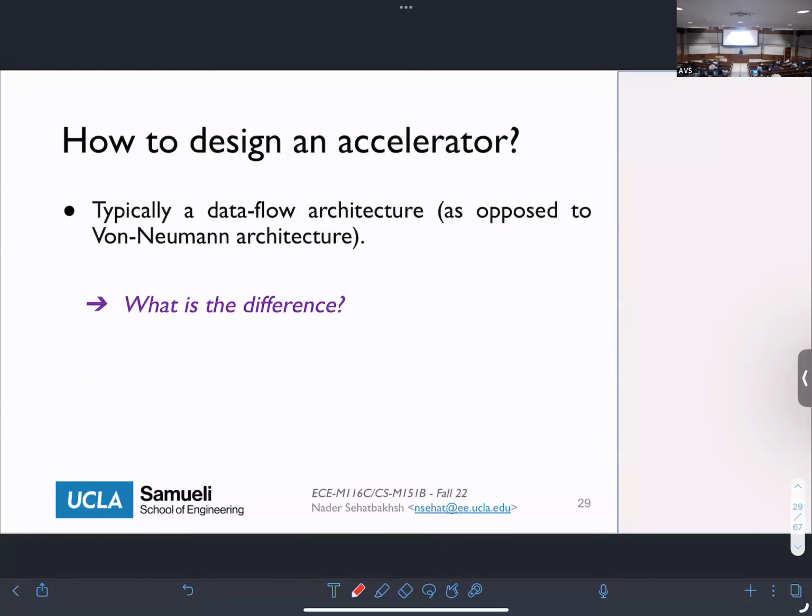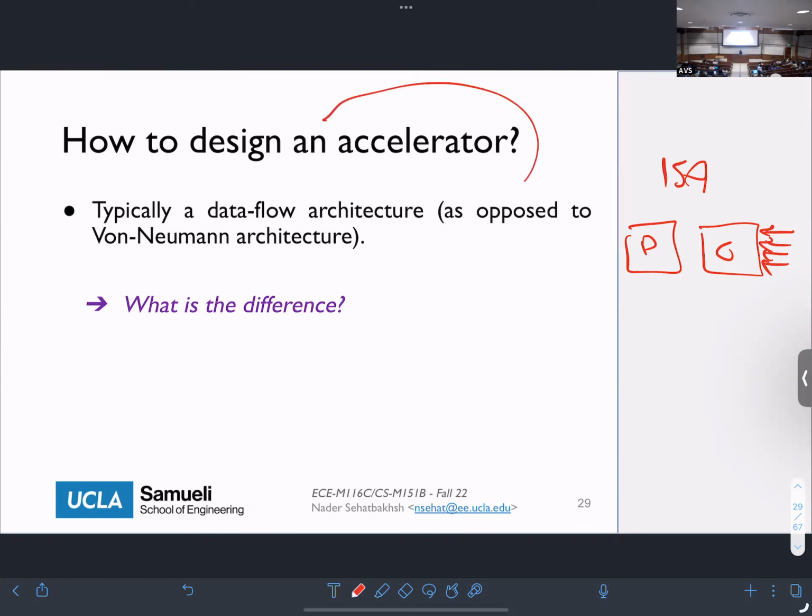So how do you design an accelerator? Accelerator design is fundamentally different from the way we design our CPU systems. On CPU systems, as I told you, we follow the stored program order, or what we call a von Neumann architecture, where we have an instruction set architecture, memory, and CPUs. And we have a program counter that goes through instructions one by one and executes them. That's the model we use in our general purpose processors and, in some sense, in our GPUs.